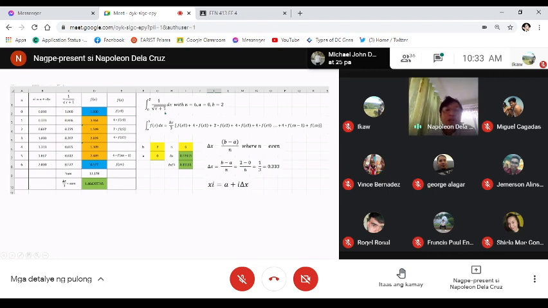Kunin natin yung formula na yun, yung function na yun, 1 over square root of x plus 1. Ayun. Okay? So, you substitute the x there. 1 over 1 is equal now to 1. You substitute the x there.